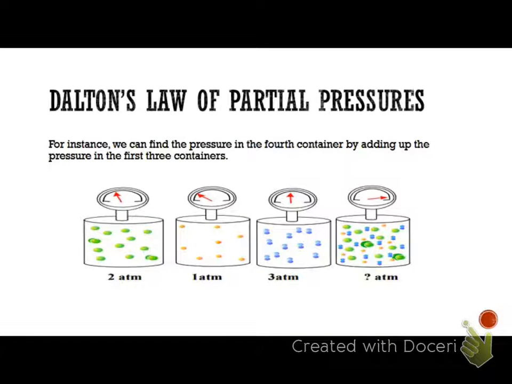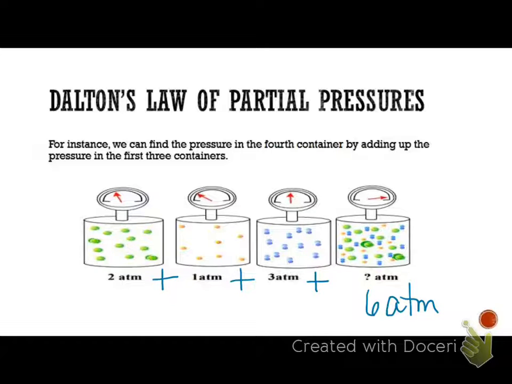So if I had these three containers, and I mixed them all together, I could add up and see what my total pressure is in the final container, which would be how much? 6. Who said 7? So that would equal 6 atmosphere because I would simply just add them up.